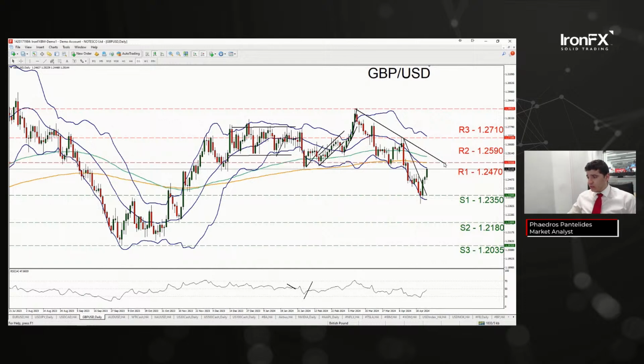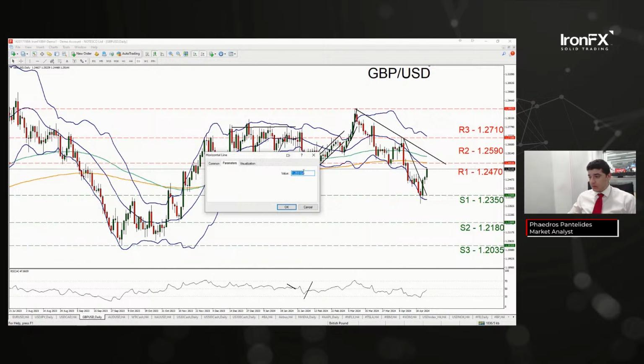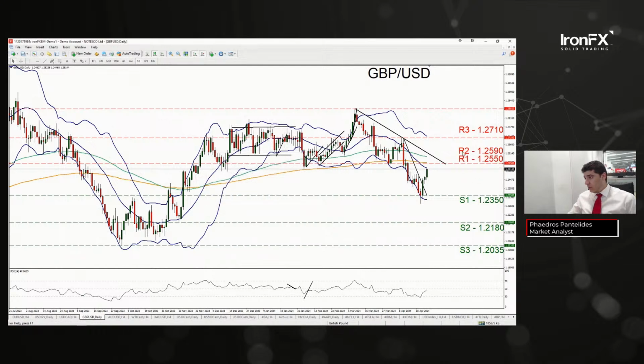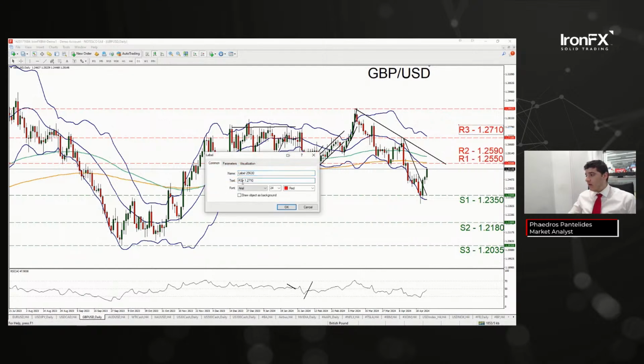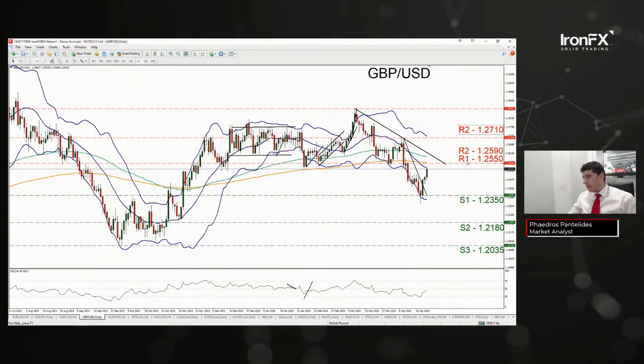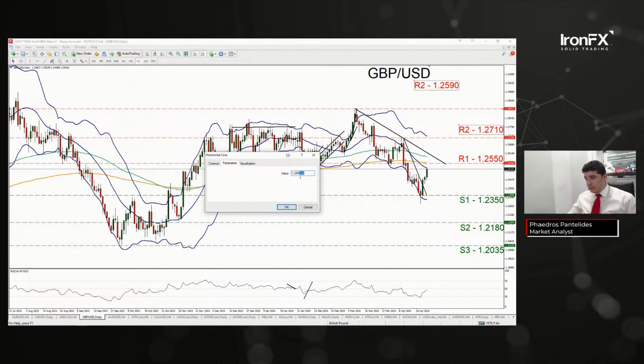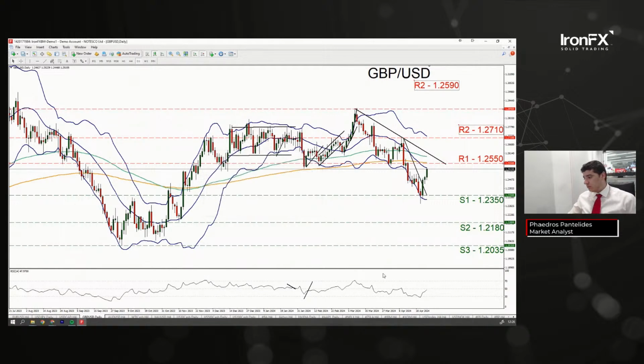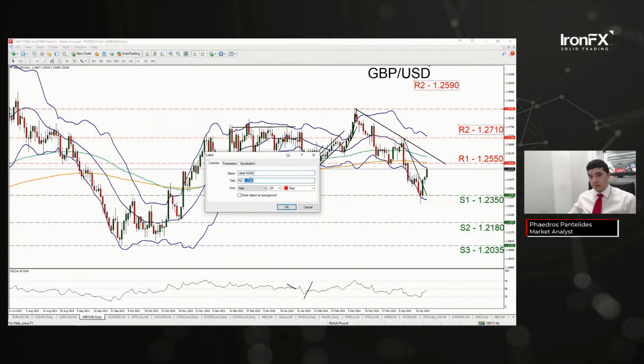For resistance, we could actually bring it to this old lower low, coinciding with these two candles, appears to be a good resistance level, 1.2550. 1.2710 for R2, and then for R3, 1.2890. So this would be our R3.